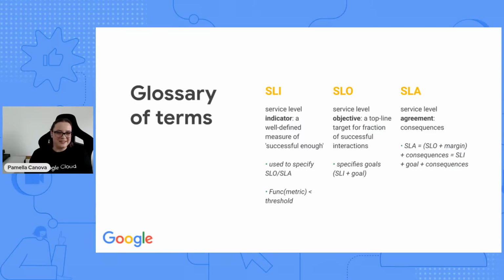And these are terms that probably many of you have seen already. We have SLI, SLO, and SLA, and these are related to error budgeting. The SLI is the service level indicator.